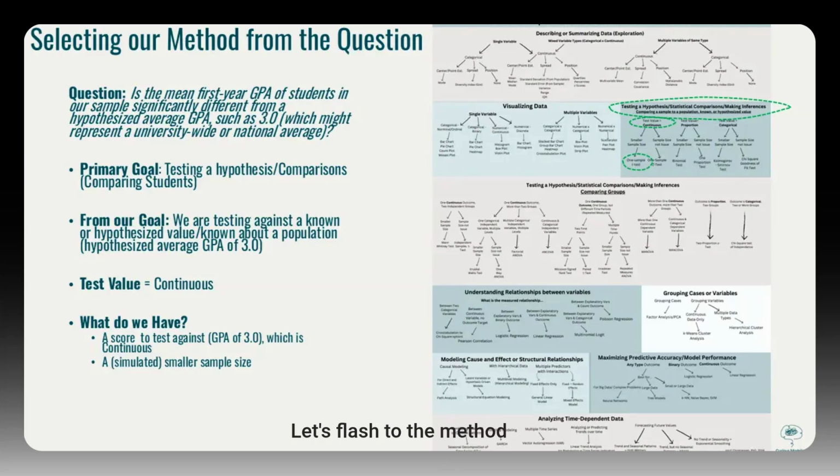Let's flash to the method map to show how we got here. We see we are testing a hypothesis, we have a known or hypothesized value, and that value is continuous, and in this case, the sample size might feel smaller. But, more importantly here, we likely do not know the population standard deviation. The t-distribution accounts for that extra uncertainty.